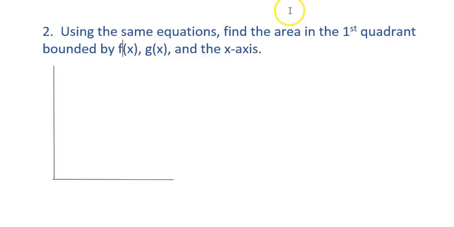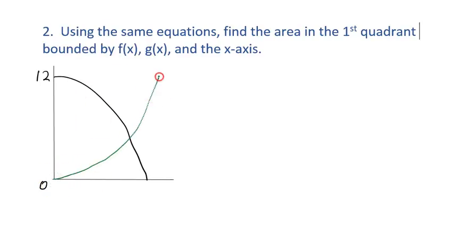Okay, our second example, we're going to use the same equations. We're just going to find a different area. So we're in the first quadrant still. We're going to be bounded by f, g, and now the x-axis. So let's look back at what that graph looks like. If you'll remember, our f is an upside-down parabola that's been moved up 12. So something like this. And our g was an exponential function that's been moved down 1. So something like this.